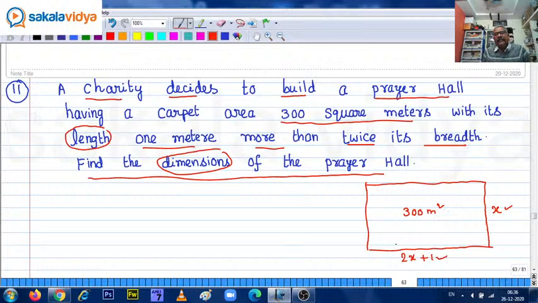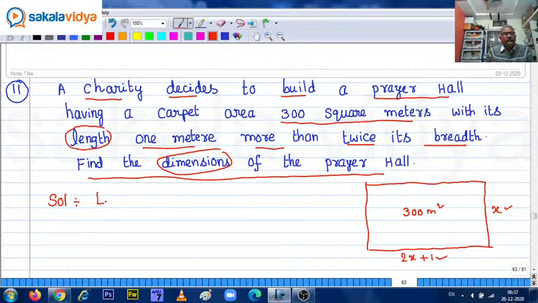So area is equal to length into breadth: x times 2x plus 1 is equal to 300. By solving the quadratic equation, we get the x value. Only the positive value we need to consider. Put x in 2x plus 1, so that we get the dimensions of the hall, 25 into 12. Very good. Okay, now the solution.